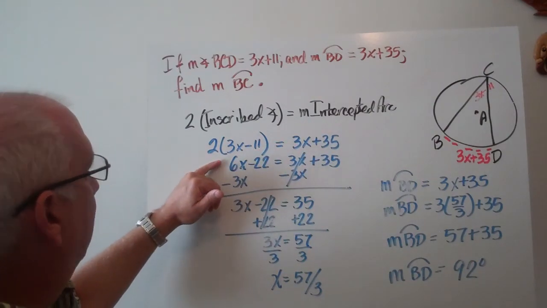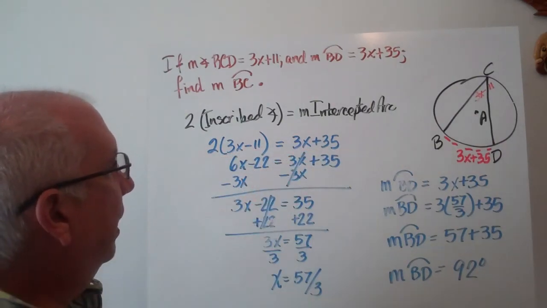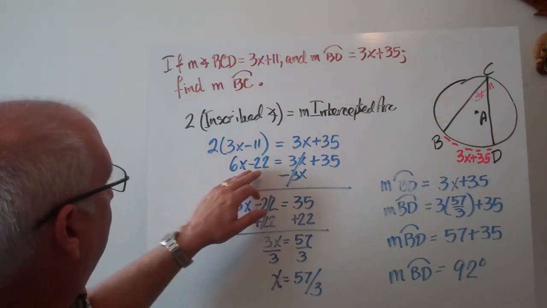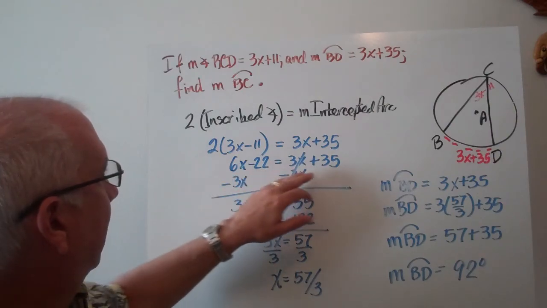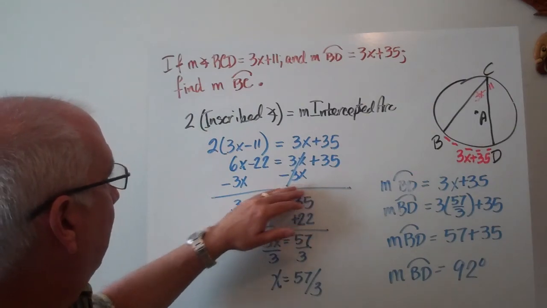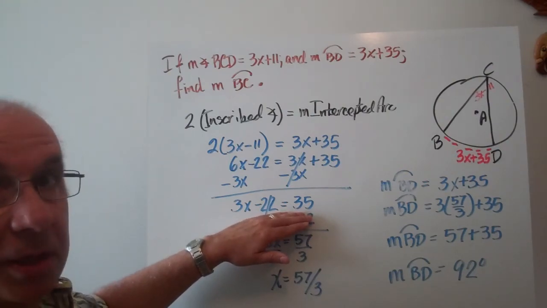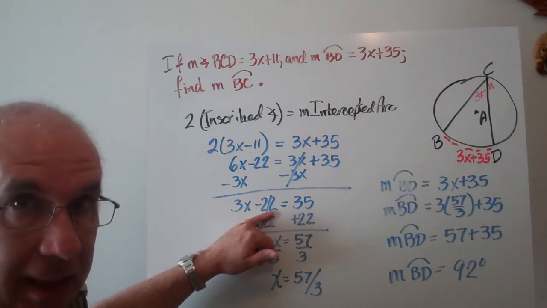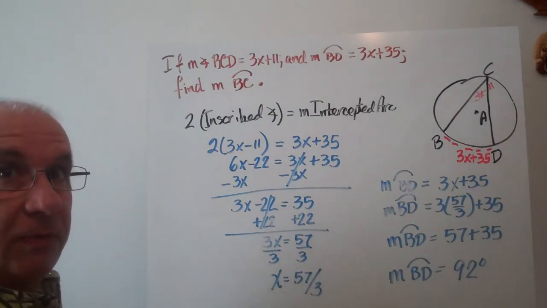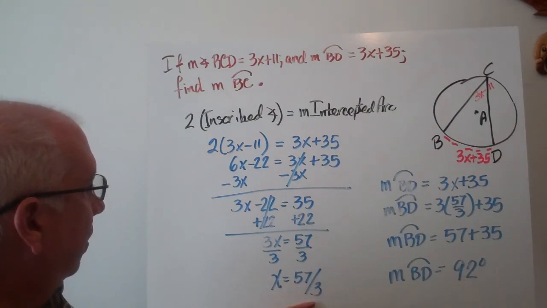Substitute what we know. So 2 times the quantity 3x minus 11 is equal to 3x plus 35. Distribute, which gives me 6x minus 22 is equal to 3x plus 35. Now we combine like terms. So we subtract 3x from both sides. We get 3x minus 22 is equal to 35. Combine like terms again. Add 22 to both sides. We find out that 3x is equal to 57. Divide by 3. So x is equal to 57 over 3.